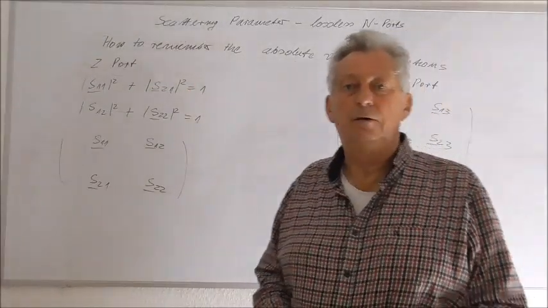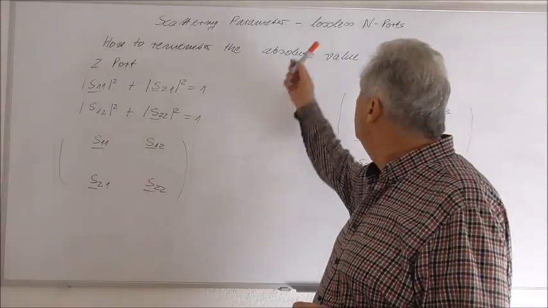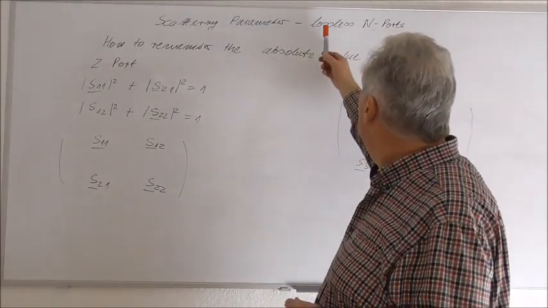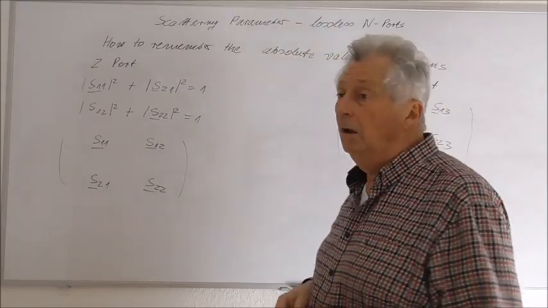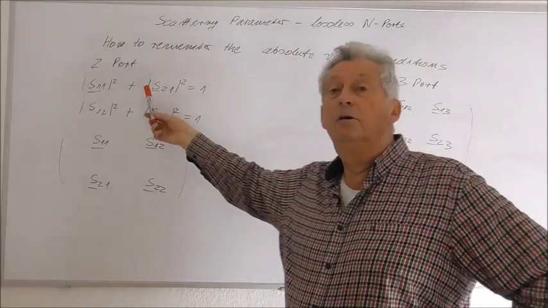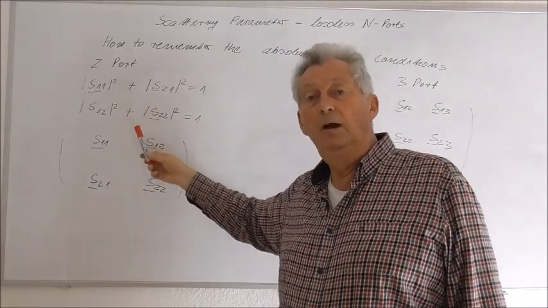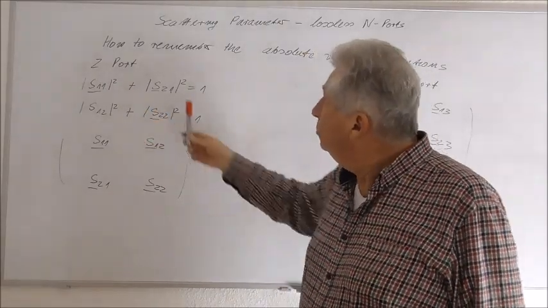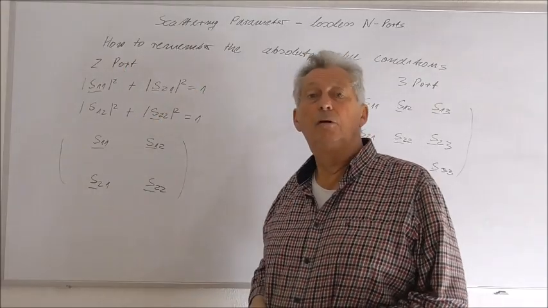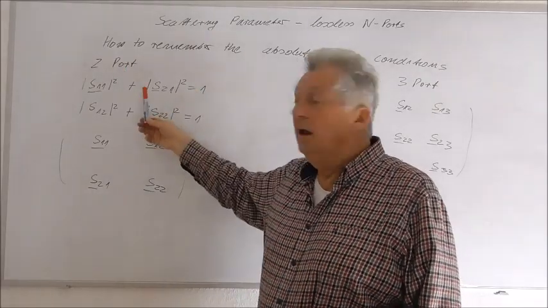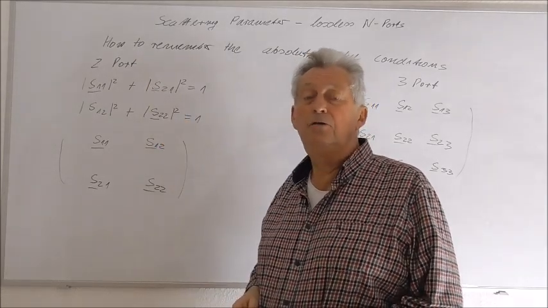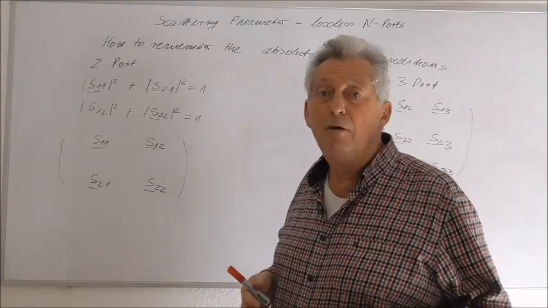So now we did discuss the scattering parameters and which constraints a lossless n-port must fulfill. One thing that we found was the absolute value conditions. For a two-port, for example, we found these two equations. So if a two-port is lossless, the S-parameters must fulfill these two equations. And the question is now, how can we remember these equations?